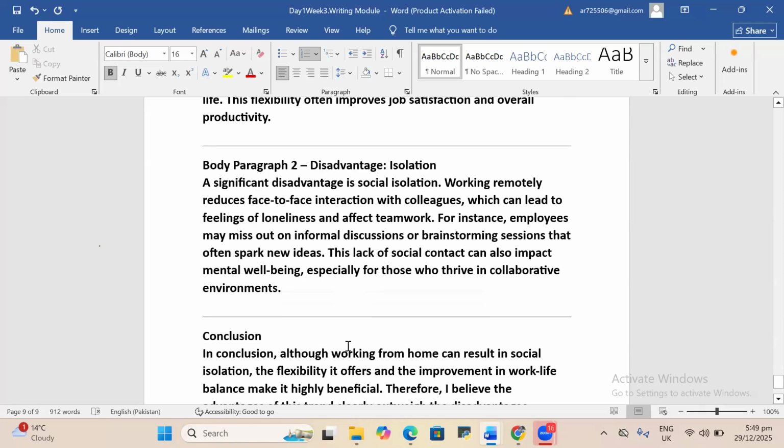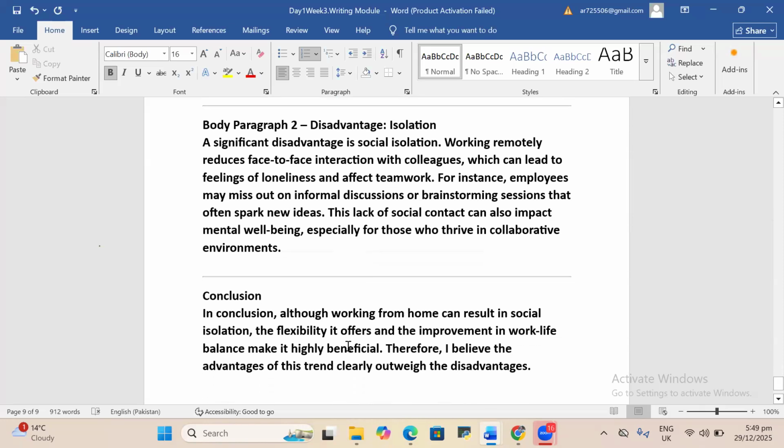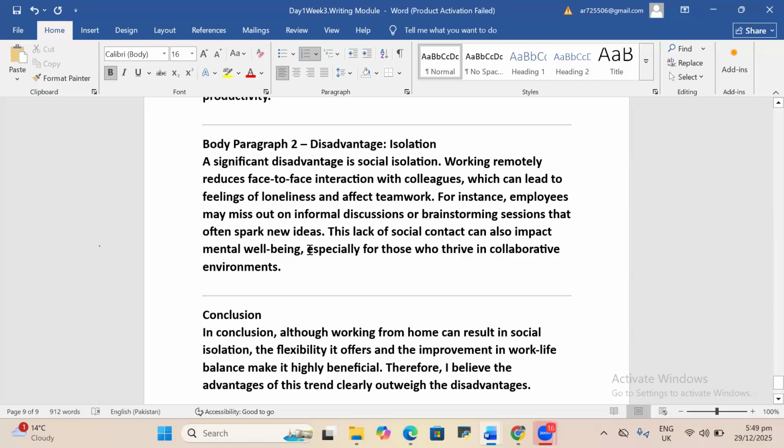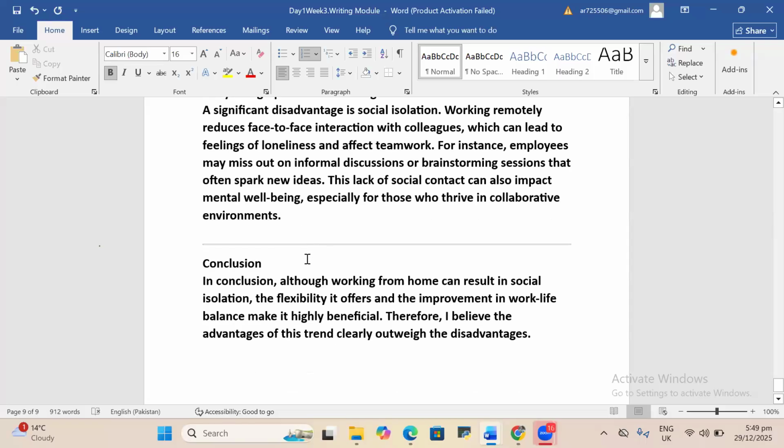And finally, in your conclusion, you just paraphrase what you wrote in body paragraphs 1 and 2, and then give your stance. Although working from home can result in social isolation, the flexibility it offers and the improvement in work-life balance make it highly beneficial. Therefore, I believe that the advantages of this trend clearly outweigh the disadvantages.